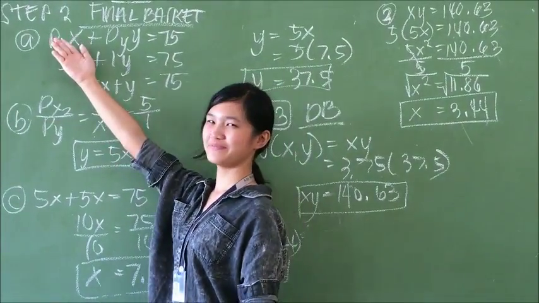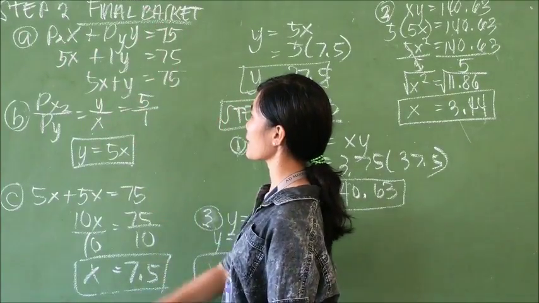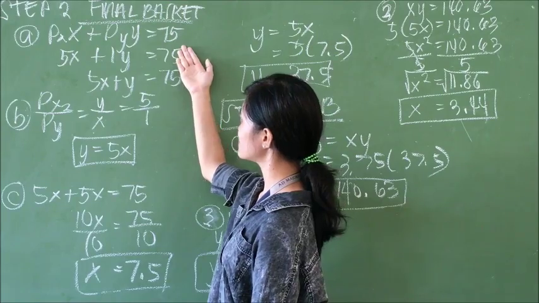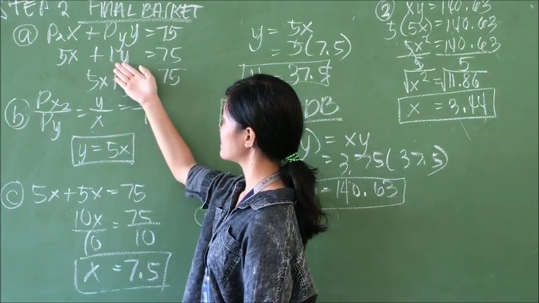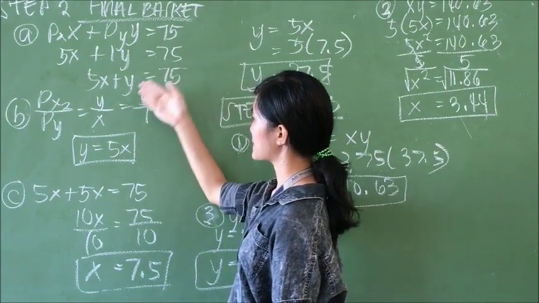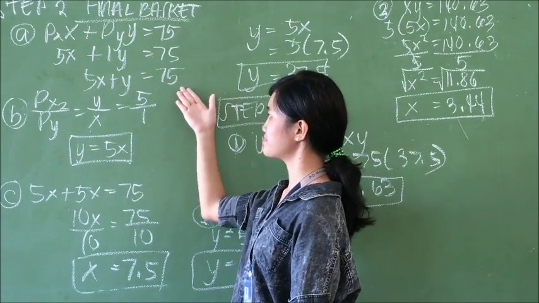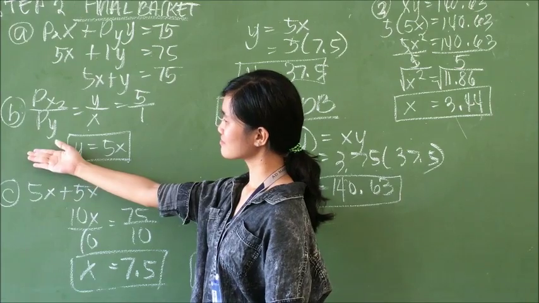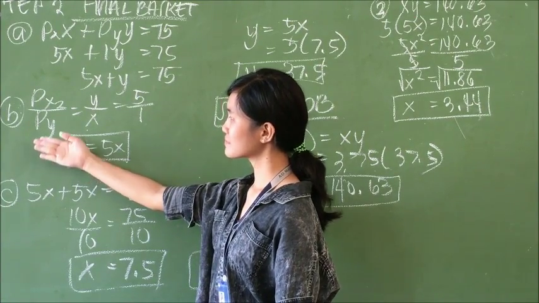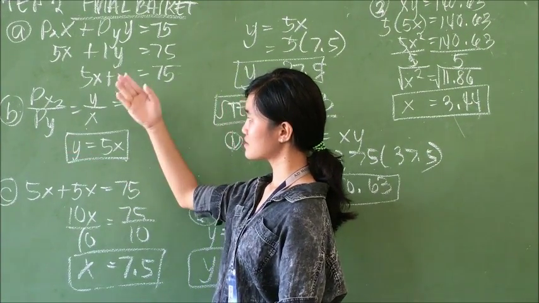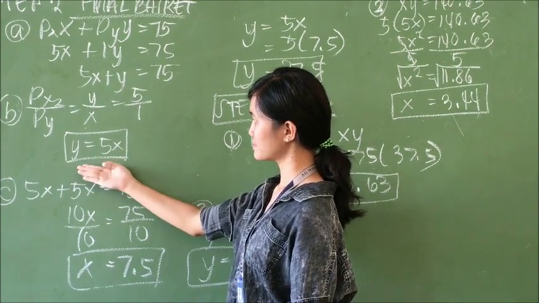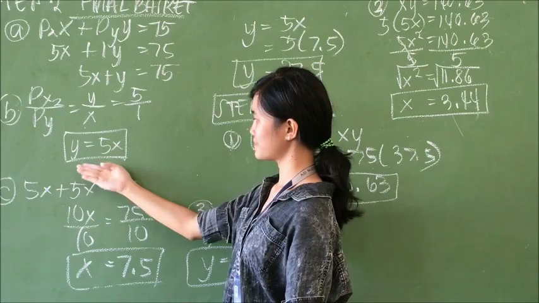Step 2 is finding the final basket. Using the same formula as in the first step, 5x plus 1y is equal to 75, which is 5x plus y is equal to 75. Then we have price of good 2 over price of y is equal to y over x, which is equal to 5 over 1, which gives us y is equal to 5x.